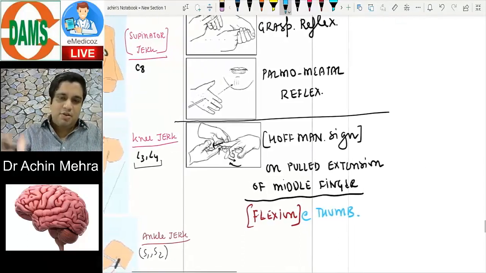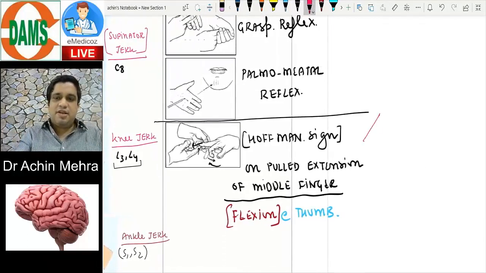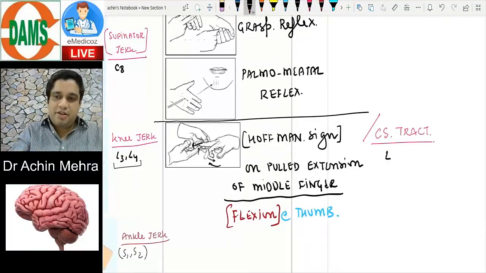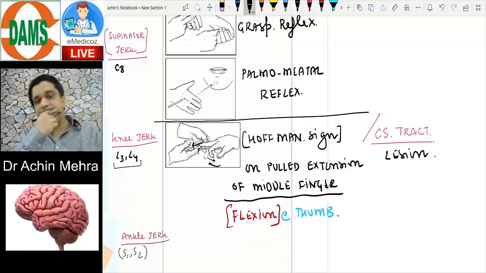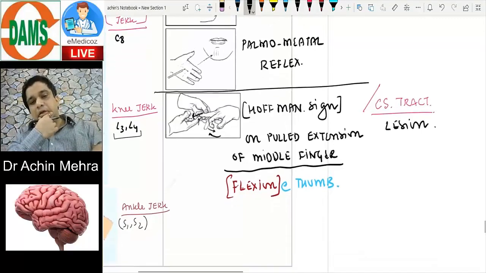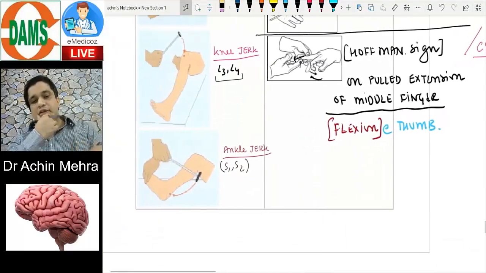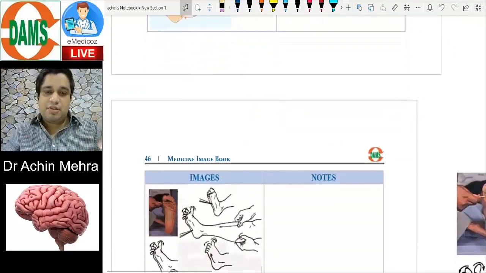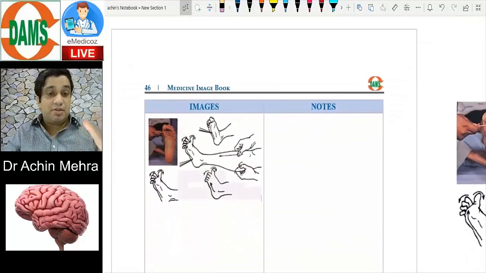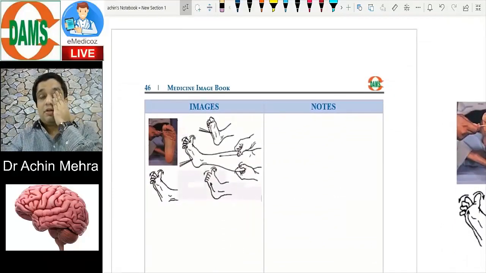So Hoffman sign and all these things are basically revealing a corticospinal tract injury. So whenever you have a corticospinal tract lesion in a very early phase, you might find these signs coming in, known as the Hoffman sign, right? So stroke in evolution could be easily found out through these kind of things. Now this is an image which shows somewhere all the different types of eliciting a plantar reflex.